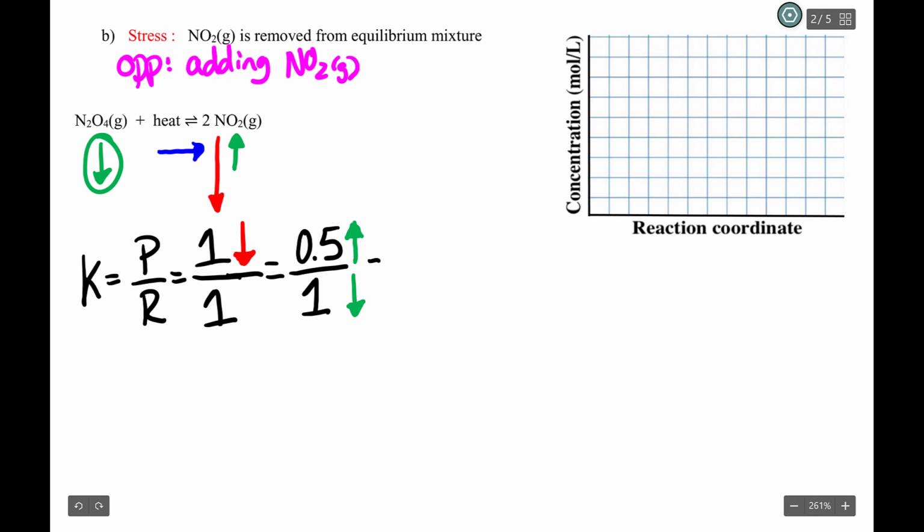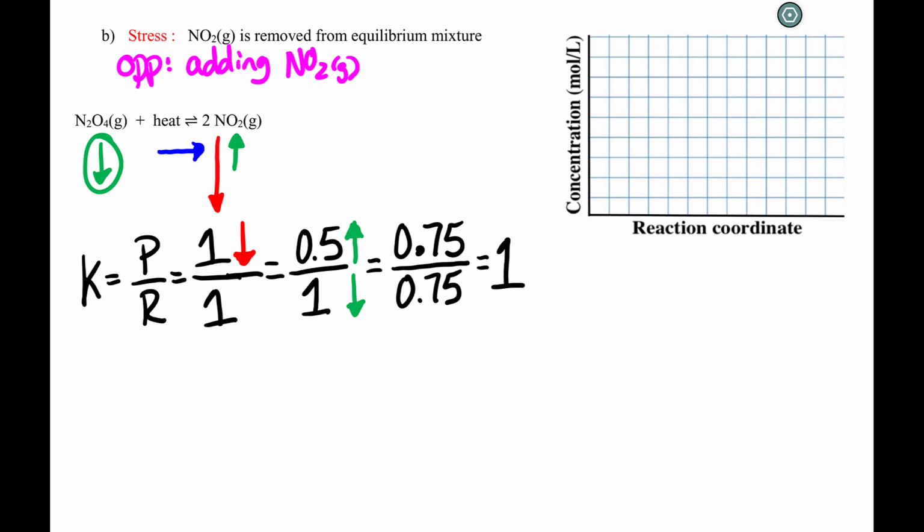So I'm just going to make up a couple of values. Let's say the numerator goes up to 0.75 moles per liter, and the denominator is 0.75 moles per liter because it decreased. Well, my ratio is now back to 1. Yes, overall, the system does have less stuff, but the ratio of products to reactants is still the same.